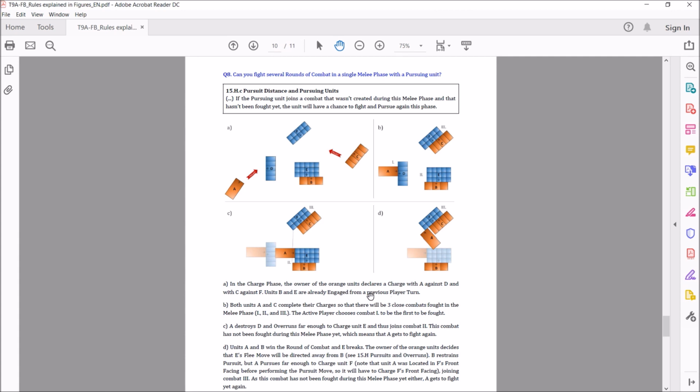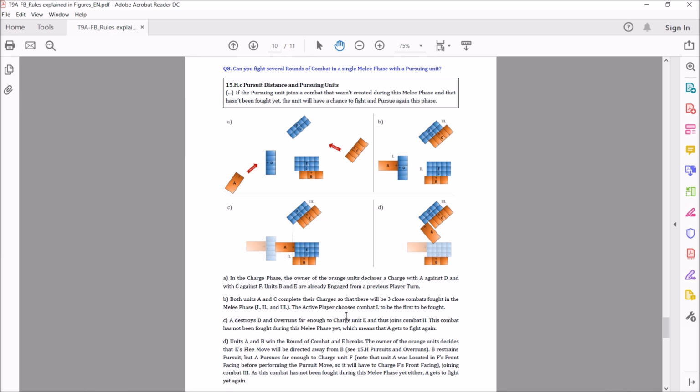All right. Of course, this gives you the whole breakdown of how multiple combats work and how you can fight multiple combats. And it even tells you here, note that A was located in F's front facing before pursuing. It maybe could be a little clearer here, because the front facing of A is in the front facing of F, even though the unit is technically, by any other standards, considered flank. But that's it.